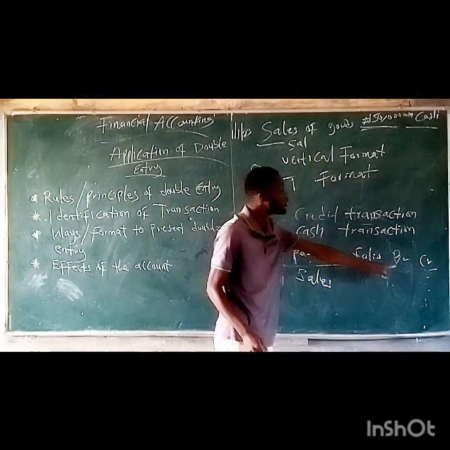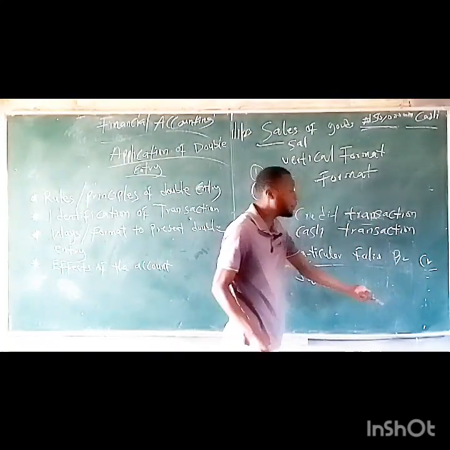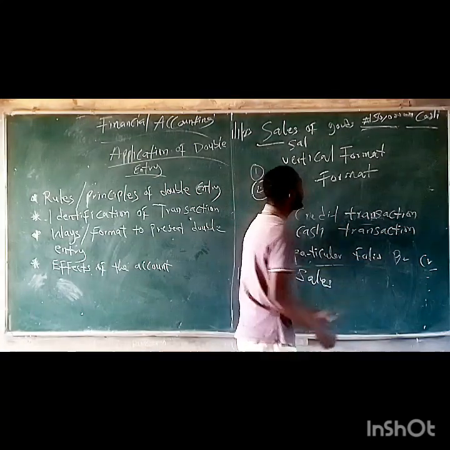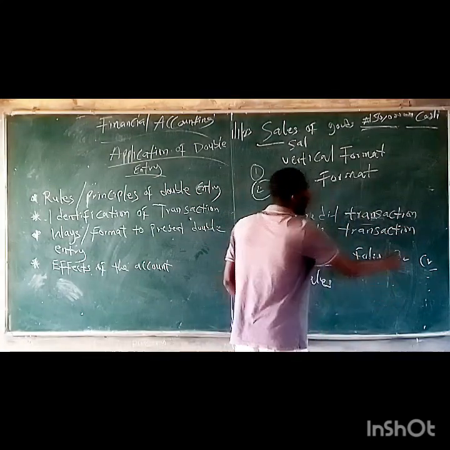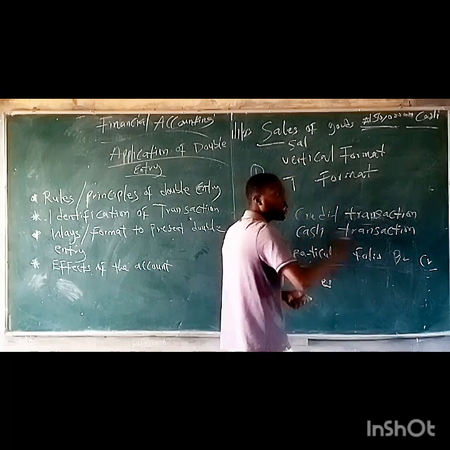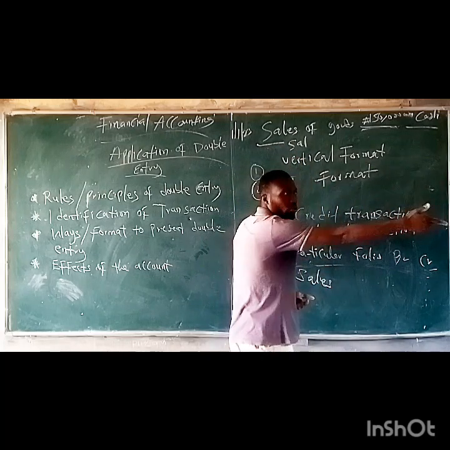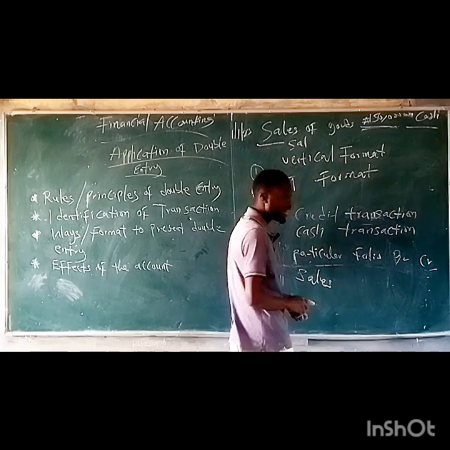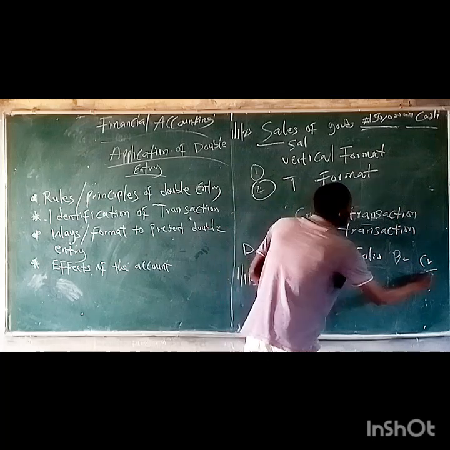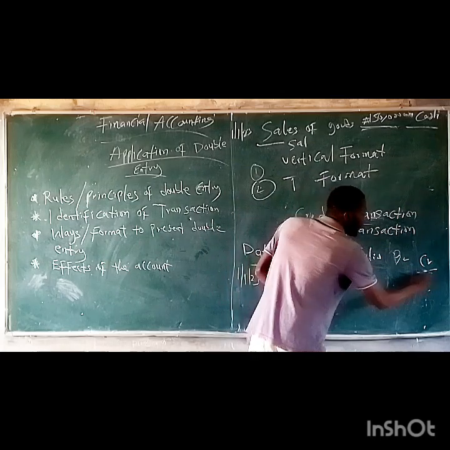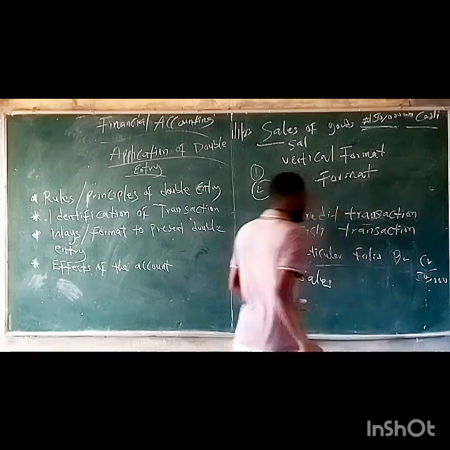Then, in terms of the debit and the credit, I'm going to put the value there. The value is 50,000. But in terms of sales, the goods are going out. We are selling the goods out. So it will be on the credit side. So we credit the sales by putting the value, which is 50,000 naira.